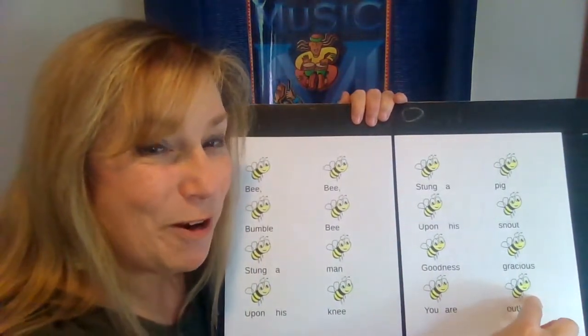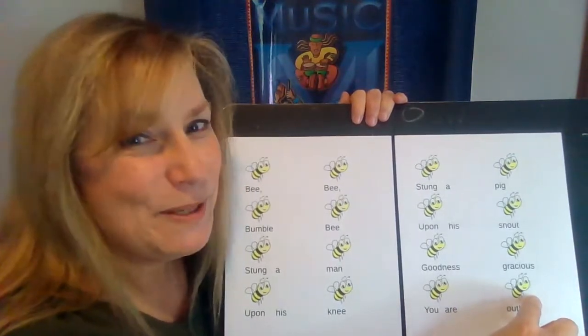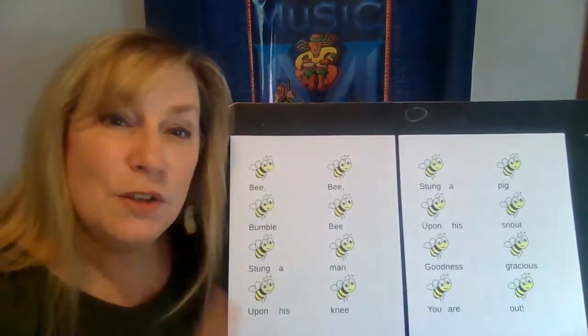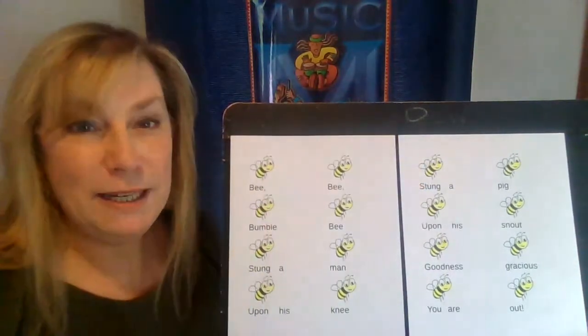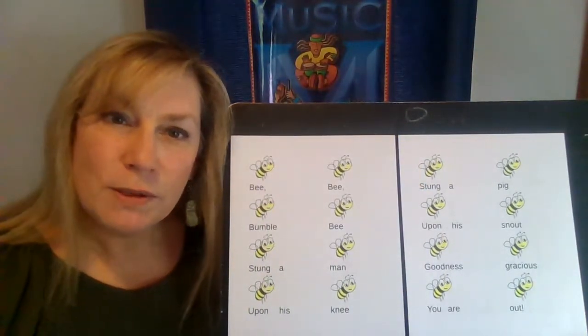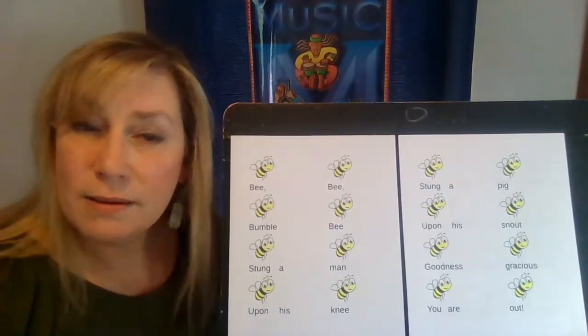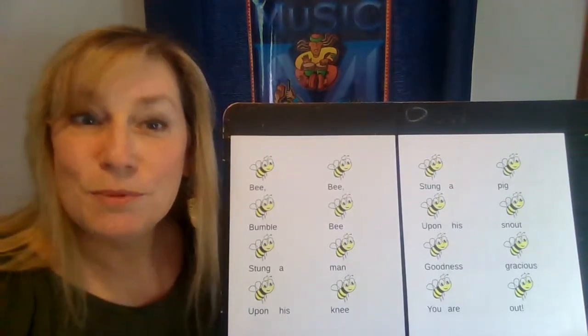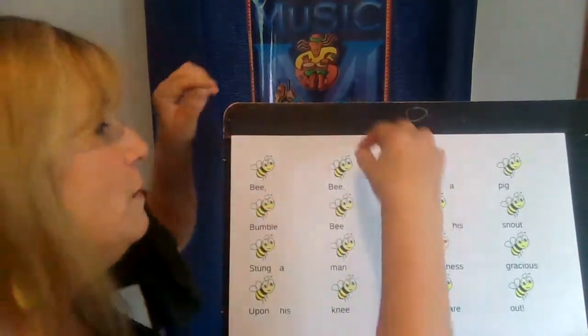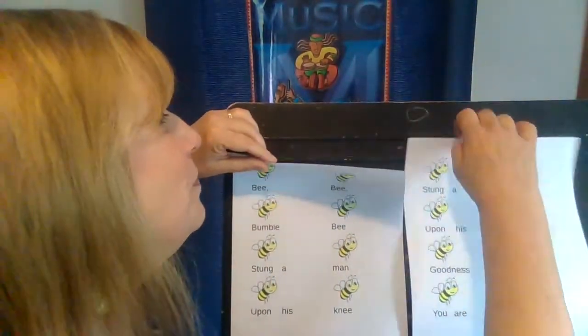How'd you do? Did you make it all the way to the you are out? I hope so. All right, now, so the bees show where the beat is. But remember, we've also learned some notes that can show the pattern of the rhythm. We know our tas, our quarter notes, and our ts, which are called eighth notes. So let me show you.